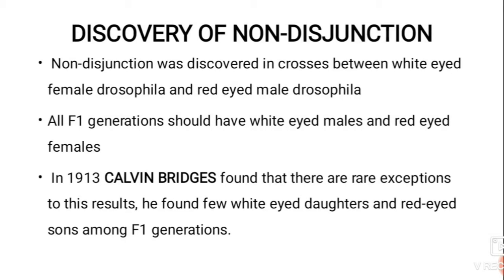It was discovered in the crosses between white-eyed female Drosophila and red-eyed male Drosophila. All the F1 generation should have white-eyed males and red-eyed females. In 1913, Calvin Bridges found rare exceptions to these results. He found white-eyed daughters and red-eyed sons among the F1 generation.